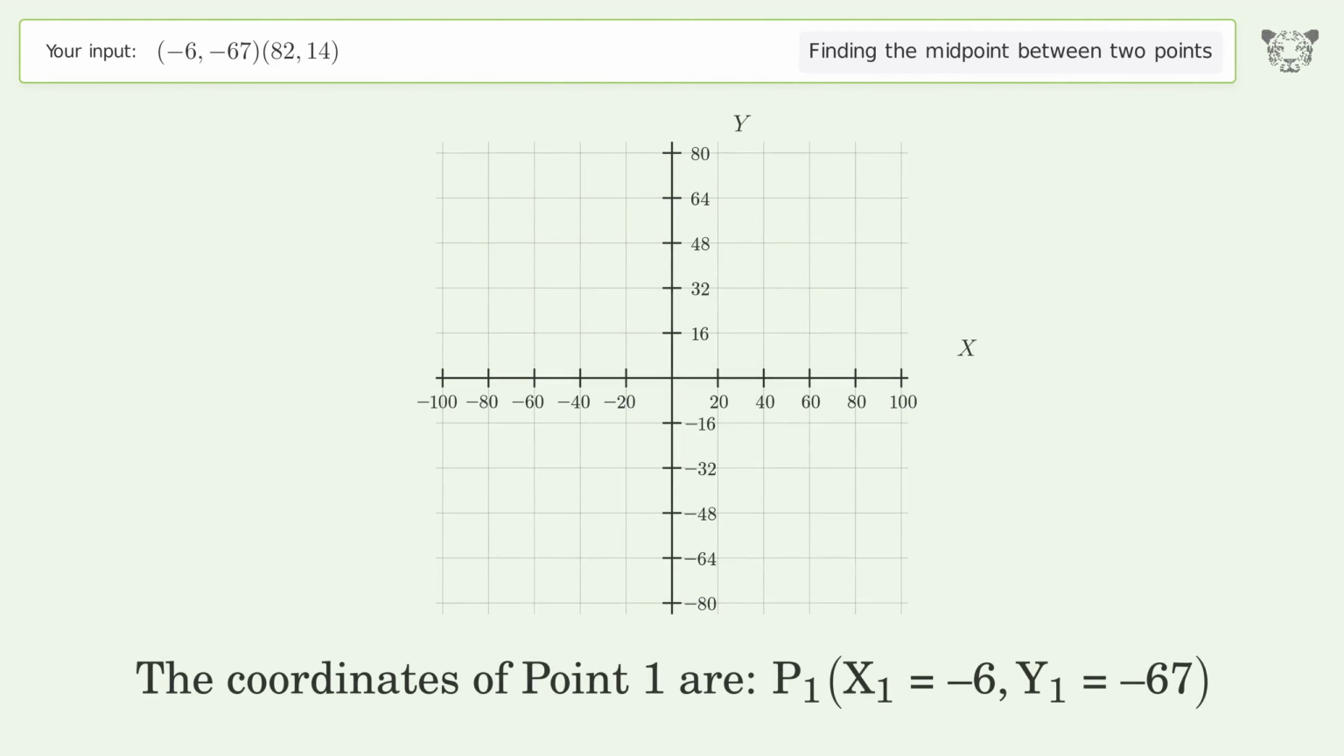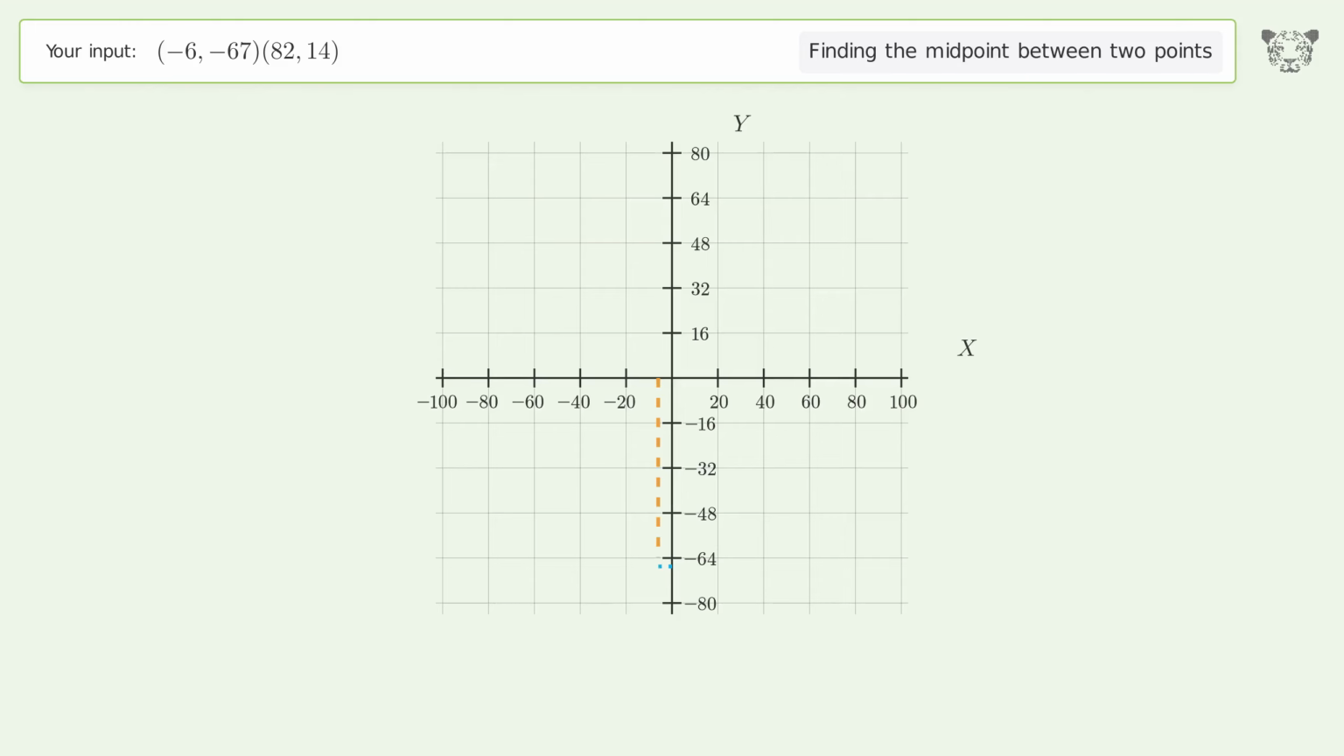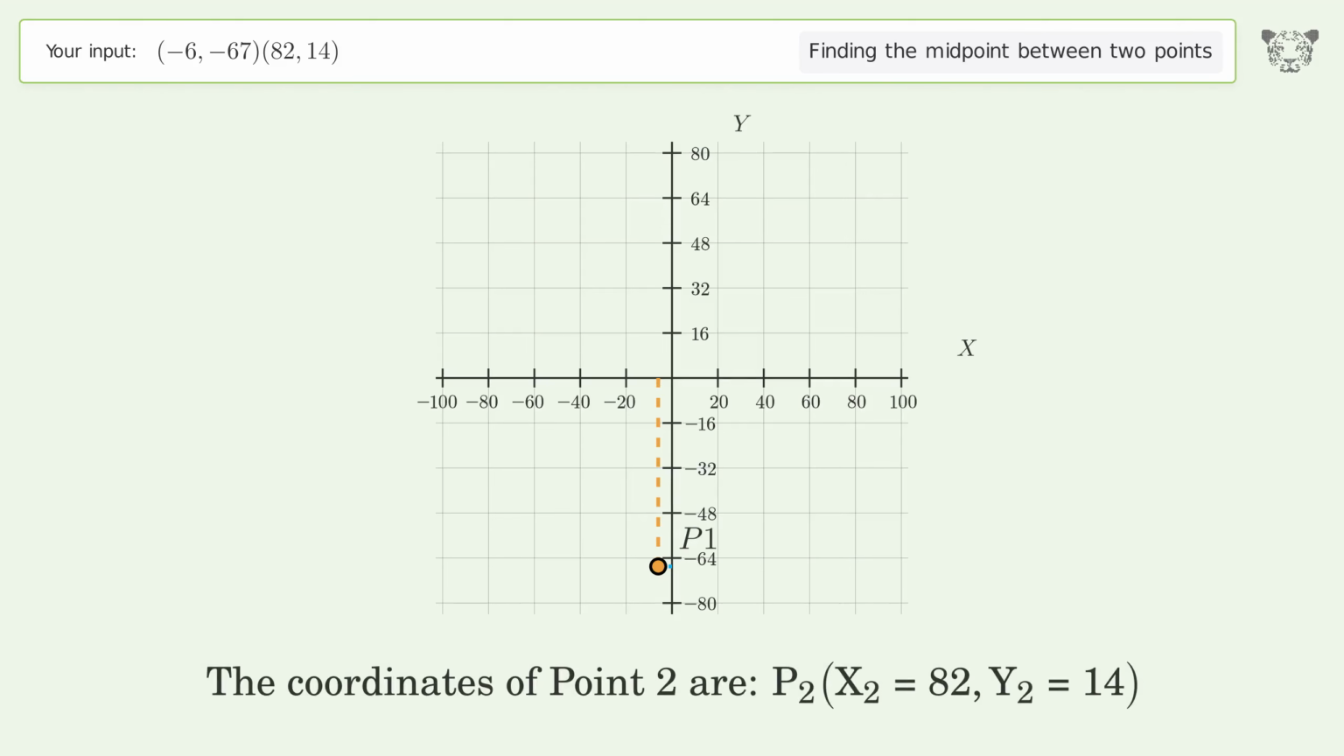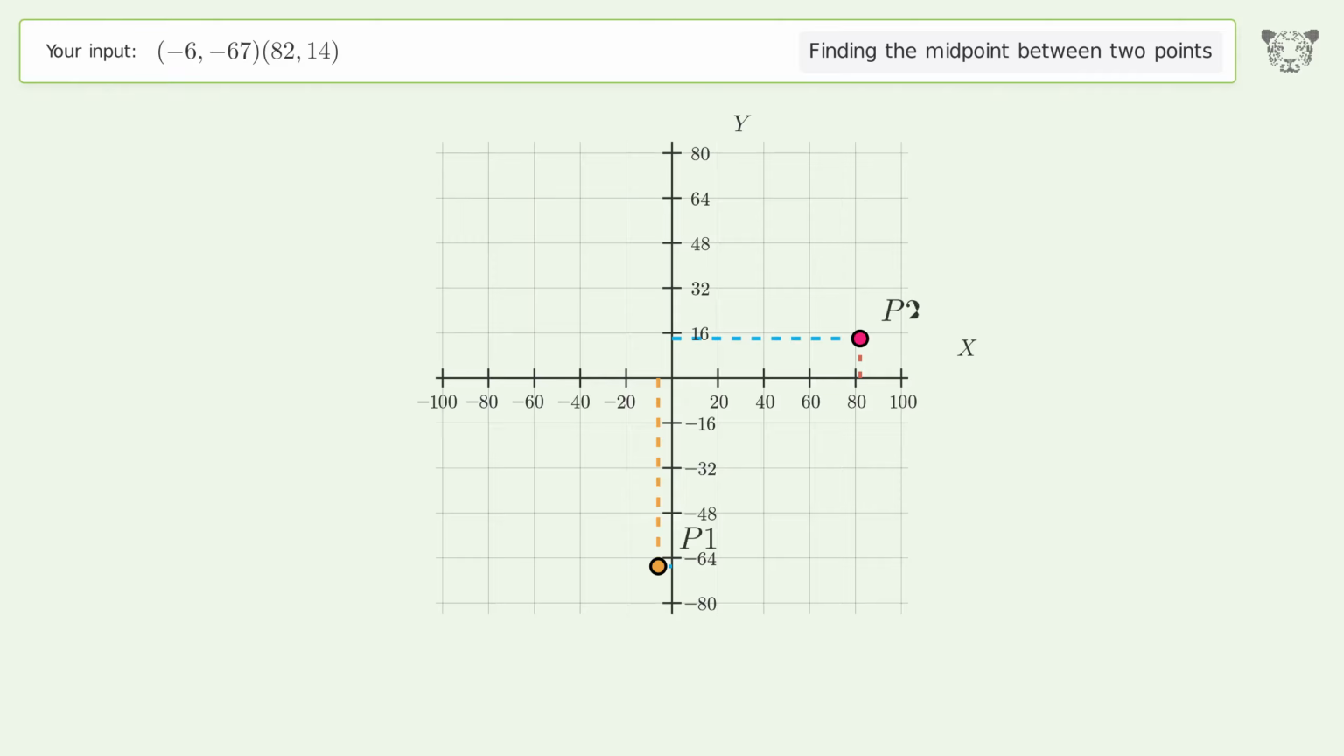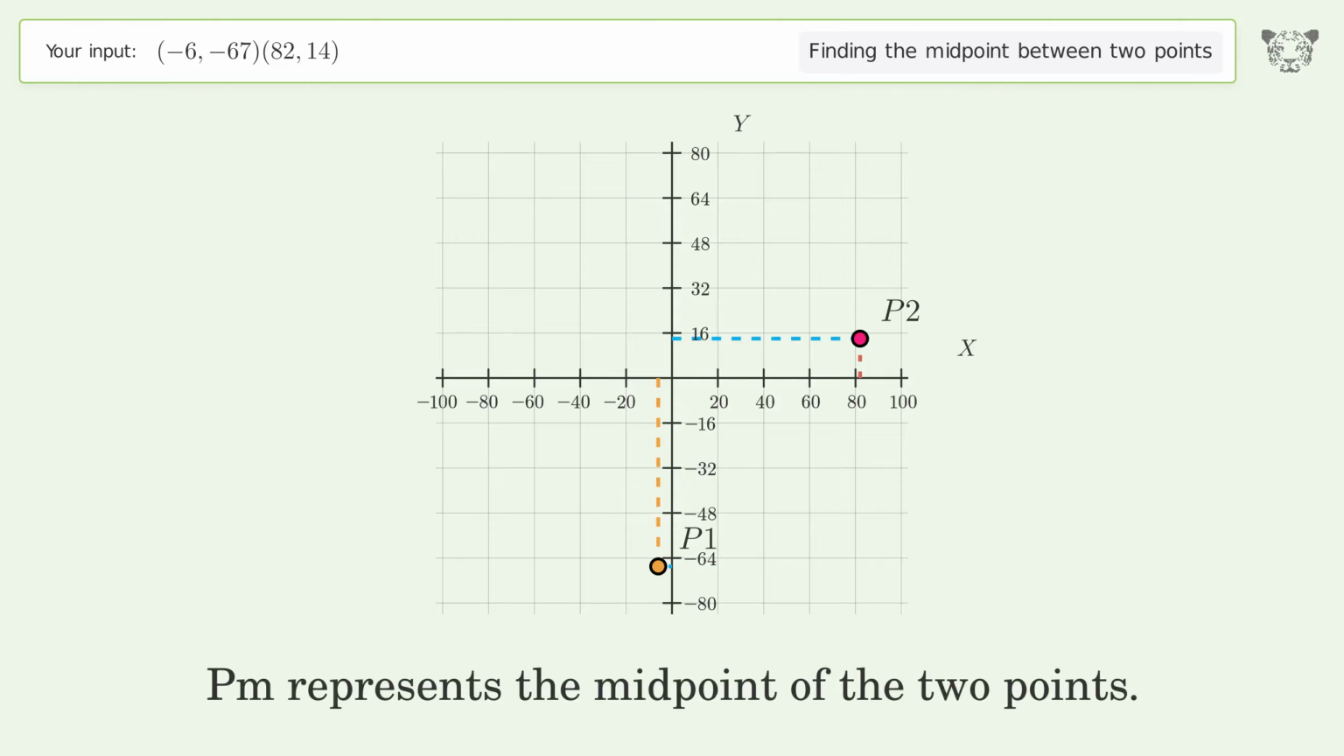The coordinates of point 1 are x1 equals negative 6, y1 equals negative 67. The coordinates of point 2 are x2 equals 82, y2 equals 14. PM represents the midpoint of the 2 points.